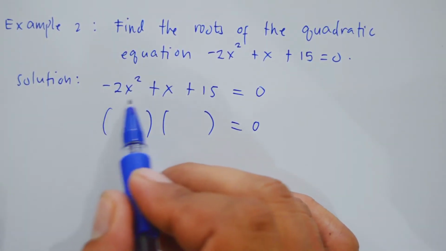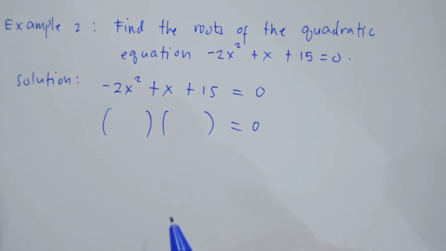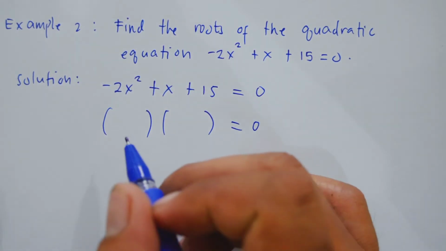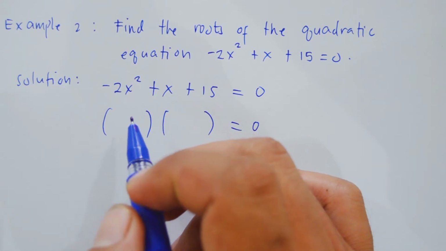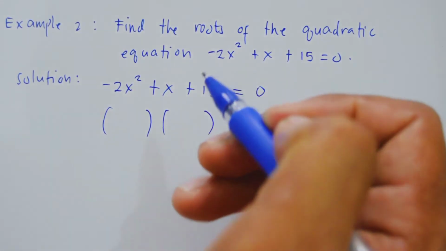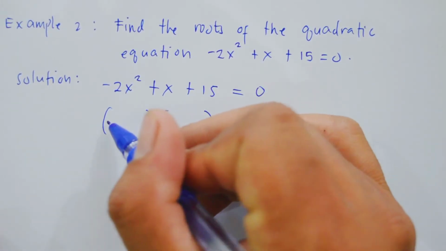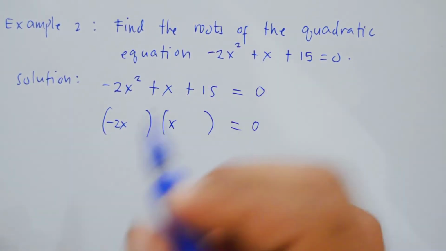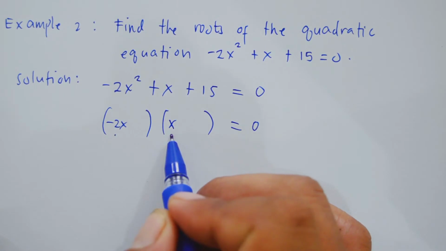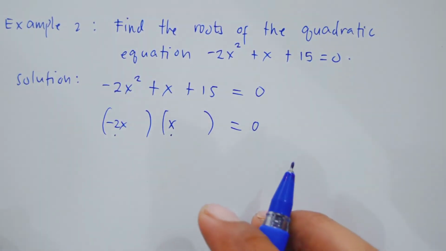Then we are going to factor negative 2x squared. We can factor negative 2x squared as negative 2x times x. If we multiply negative 2x times x, the result is negative 2x squared.